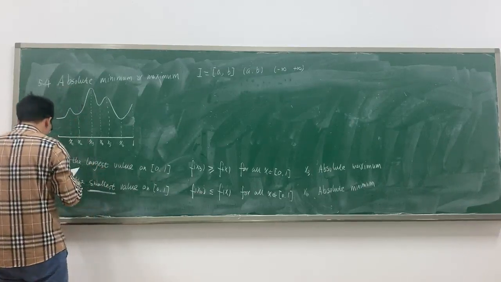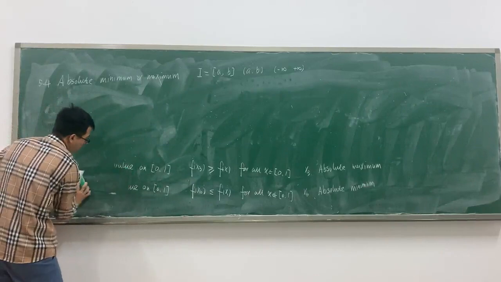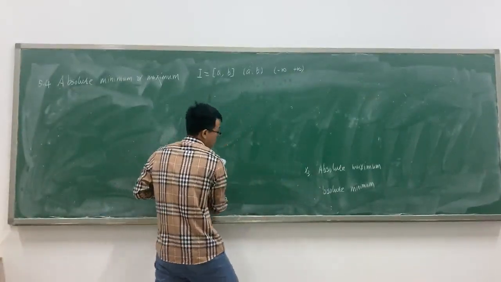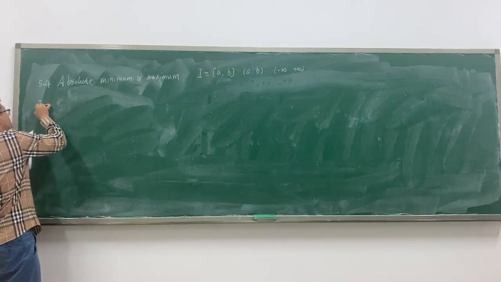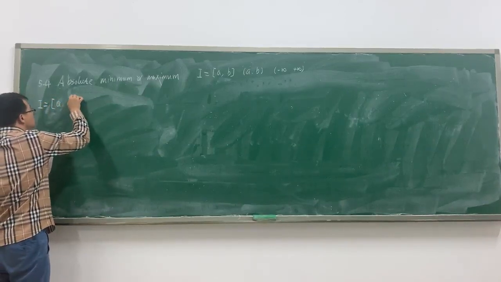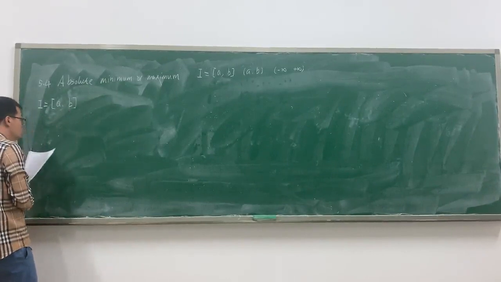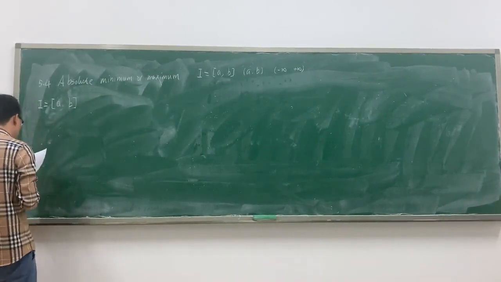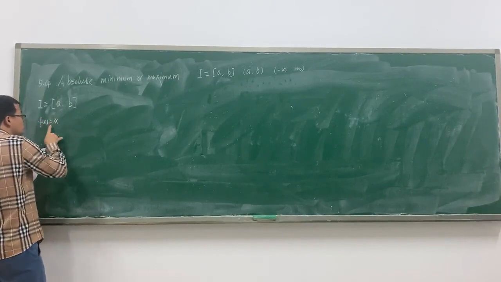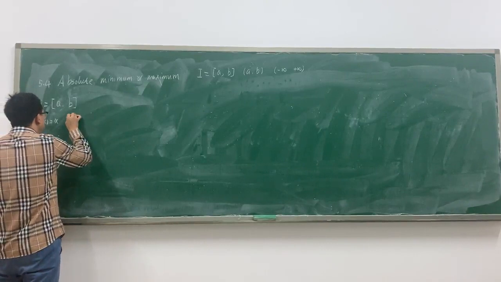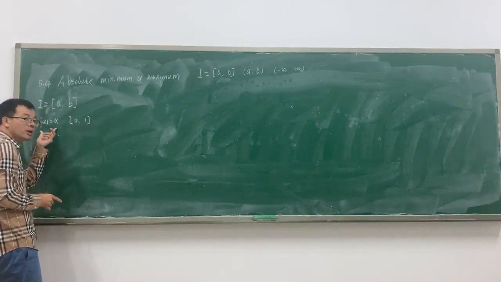So the first one, let's see case one, where I is a closed interval. Now we give three examples. The first example is f(x) equal to x, for this function in the interval 0 to 1. We see this function.